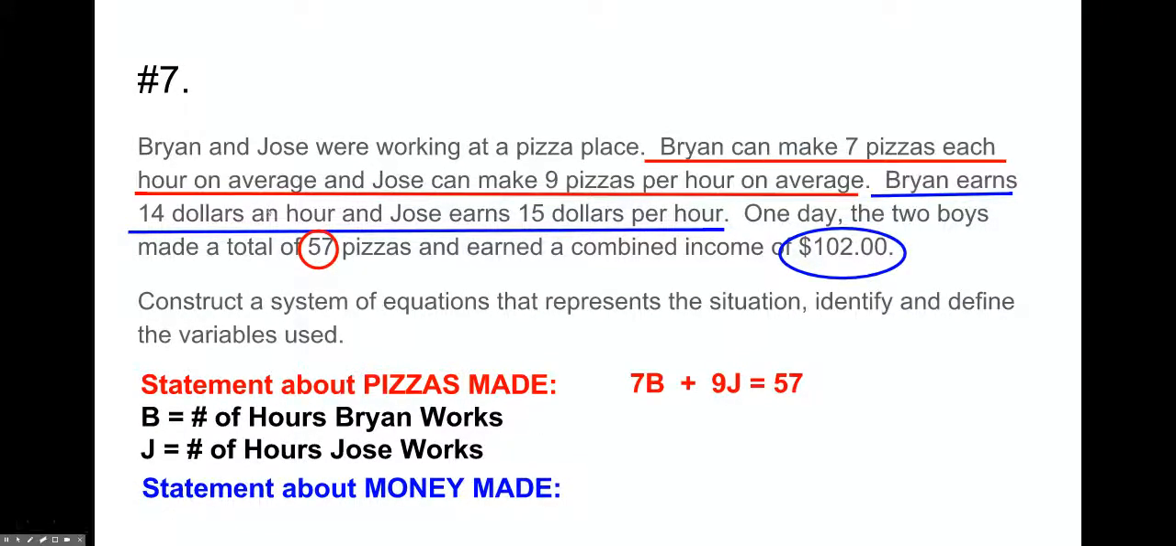So now there's a statement about the money made. So what I have in blue is all about money. So how much does Brian make? Can you guess what I'm going to put in front of the B? Yes, he makes $14 per hour. So this is Brian's money. And Jose makes $15 per hour. All together, combined, they made $102. This is our answer for number 7. You need to put everything you see on the screen to fully explain what our equations mean.